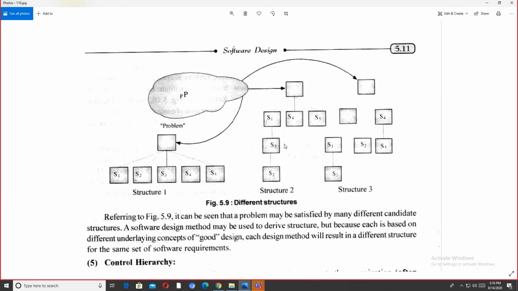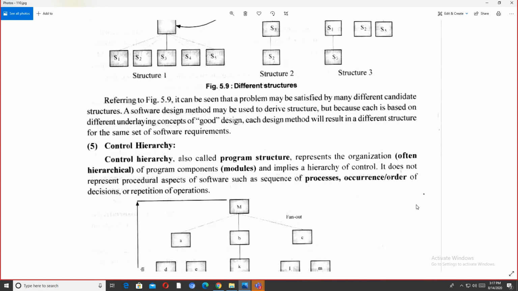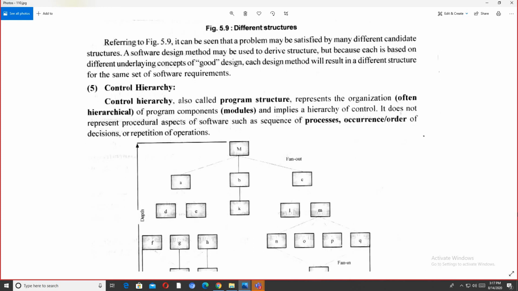Now you can also see some examples of different structures. For example, there is a big problem P, and there are various smaller solutions like S1, S2, S3, S4, S5, or there can be structure 3 as S1, S2, S3, S4, S5, and some other. This is about the architecture we are talking about. The particular problem is further divided into smaller modules, and each module is further coded, so that the architecture comes into place. Once the architecture comes into place, we are able to finally jot it down to make it more understandable to new eyes.